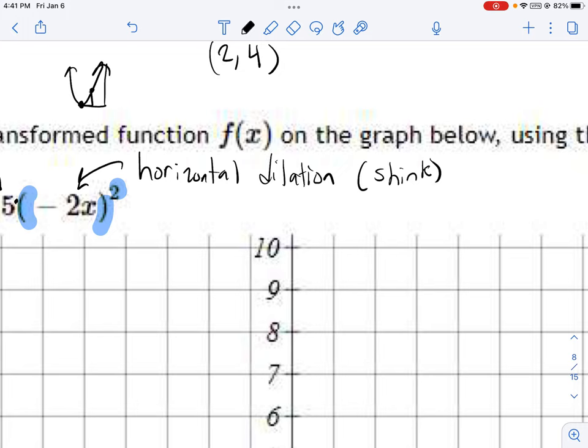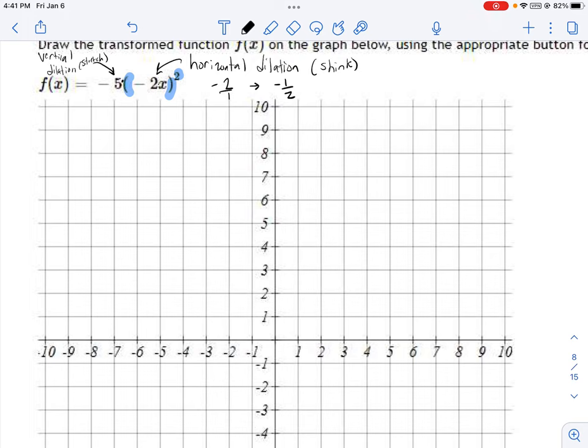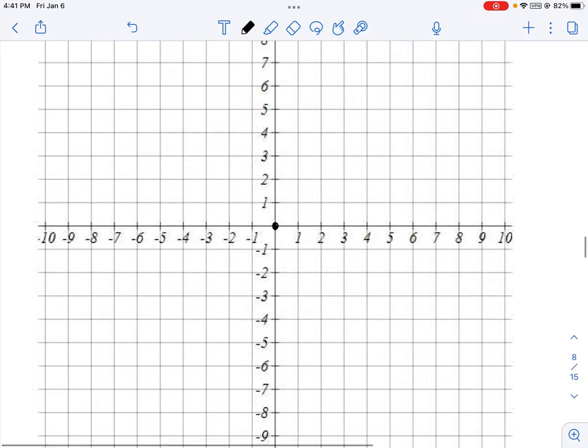Alright, so I look at this one, I'd say, alright, well, horizontal dilation, in other words, shrink, and we know it's a shrink because when it's on the inside, you do the reciprocal of what you see there. So that's -2 over 1. The reciprocal of -2 over 1 is -1 over 2. Okay, so if you're going right 1 up 1, then that's going to be left a half and down 5. So we start at 0, 0. That's always true, 0, 0, unless you have a shift. And then left half, down 5. This is your second point.